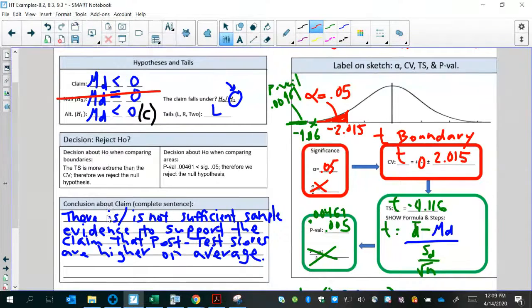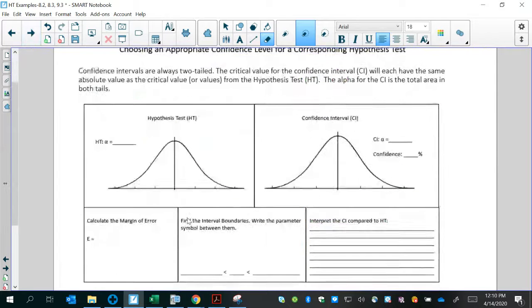So we will say there is sufficient evidence. There is sufficient evidence, so we'll just erase the rest. There is sufficient sample evidence to support the claim that the post-test scores are higher on average. Cool. Let's go on and do the hypothesis test. What I meant to say was let's go on and do the confidence interval at a significance level appropriate to match up with the hypothesis test we've just done.